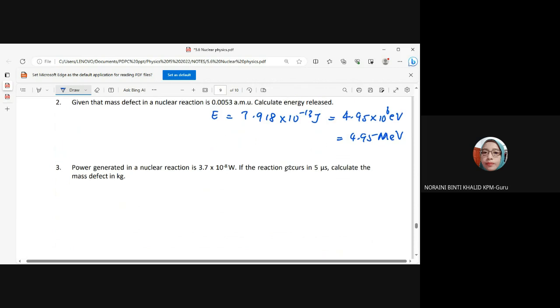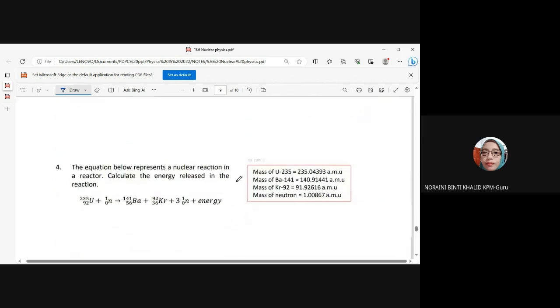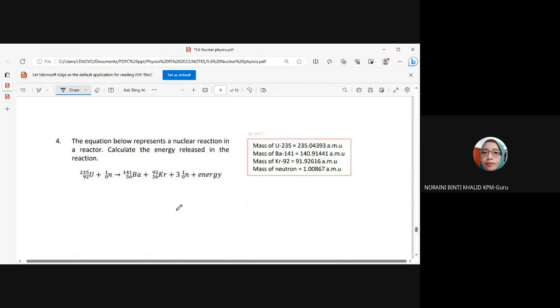Okay, number 3 you pergi kira, you dapat mass dia ialah 2.05 10 power negative 30 kilogram. Okay, number 4 ini dia dah bagi. Oh, guna cara yang sama tadi. Saya bagi final answer saja. E 2.779 10 power negative 11 joule.